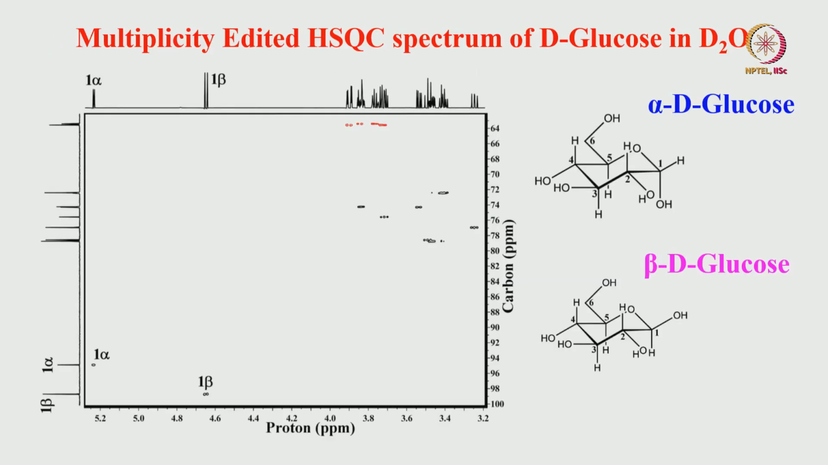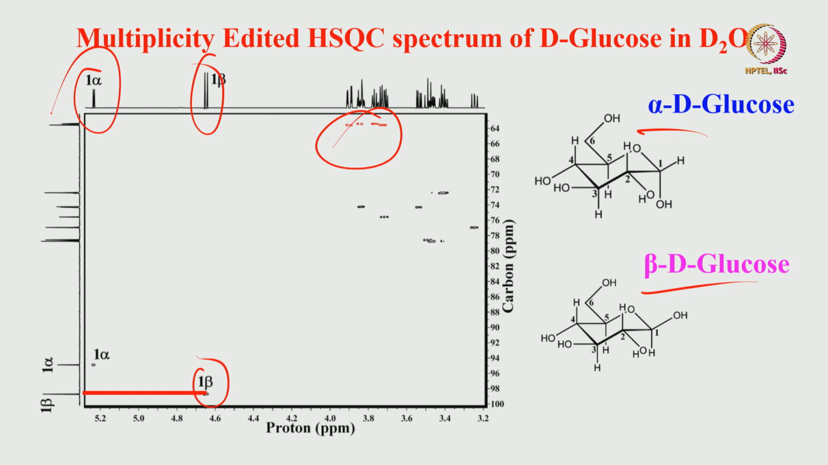We will continue further. We also discussed alpha and beta glucose, a mixture of 2 glucose forms. In D-glucose we have the alpha isomer and beta isomer in a ratio of roughly 36 to 64, or 34 to 66, that we saw. And of course, in the multiplicity edited spectrum, we can see that these red ones are all CH2s and the rest are all CHs, which we can easily identify by doing this. And of course, anomeric protons we all know; these are the 2 things which we use to start the analysis of the glucose spectrum also.